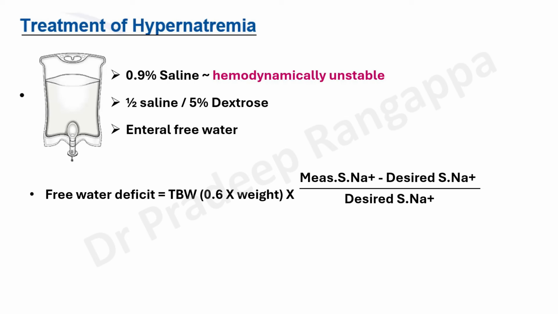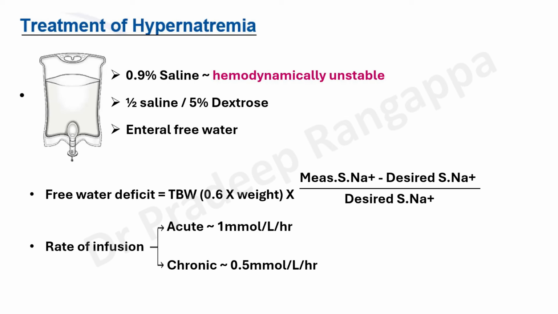And free water deficit, how do you calculate? You have to have total body water, which is 0.6 into body weight, and look at measured serum sodium. If it is 168, you minus by desired serum sodium, which is 140, divided by 140. And that will give you the number of liters of free water that you need to correct. And the rate of infusion in acute should be 1 millimole per liter per hour. In chronic, you can use 0.5 millimoles per liter per hour. So this is the rate of correction for hypernatremia. In hyponatremia, it should not be more than 8 millimoles per liter per 24 hours. Okay, so that is what you need to bear in mind.